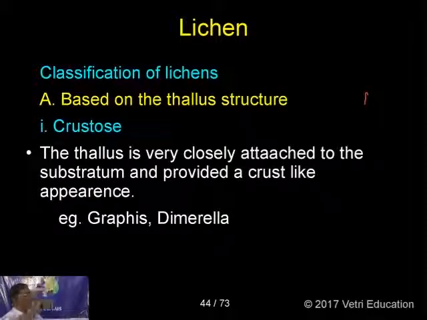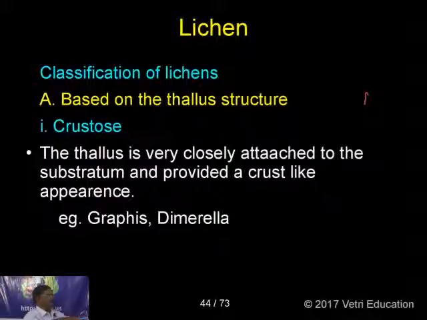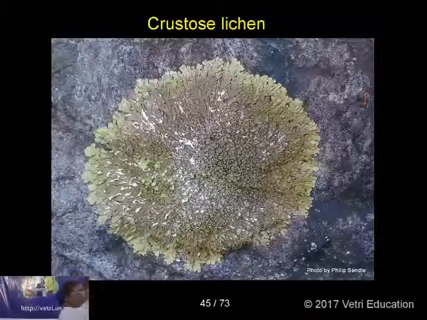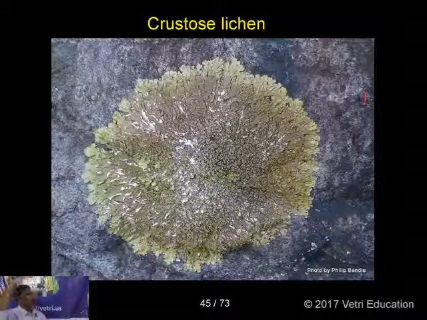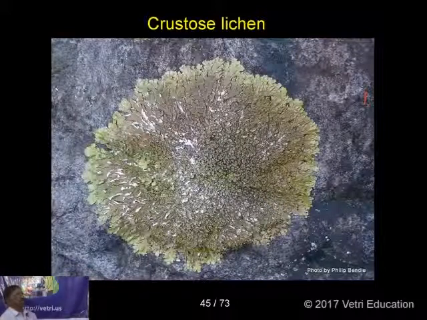So the first one is the crustose type. Crust means patch. So the thallus is very closely attached to the substratum and provides a crust-like appearance. On barren rocks or walls, you can find patches of crustose lichen. Examples are Graphis and Dimirella. Here you can find a crustose lichen, a crust-like or patch-like thing.